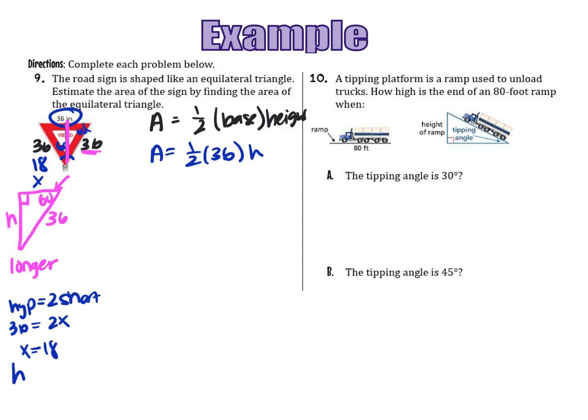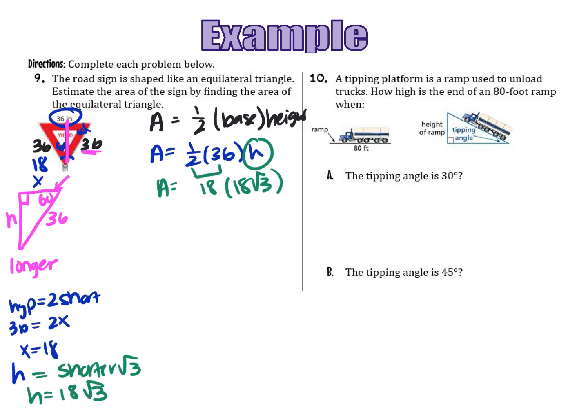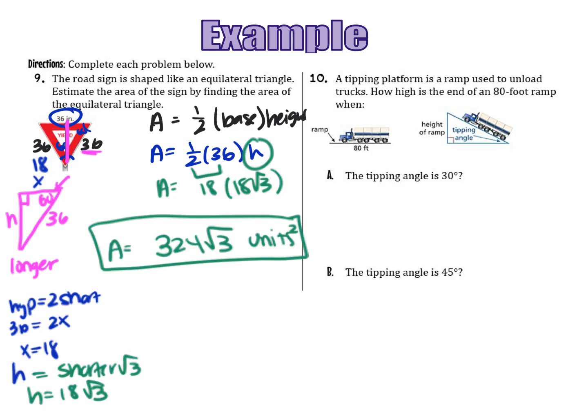The height is going to be the longer side, which is the leg, or the shorter side, not the leg, the shorter side, times the square root of 3. So the height is going to be 18 root 3. So we can plop that in here. Half of 36 is 18, and then the height is 18 root 3. 18 times 18 is 324, so the area is going to be 324 root 3 units squared. And there we have it.